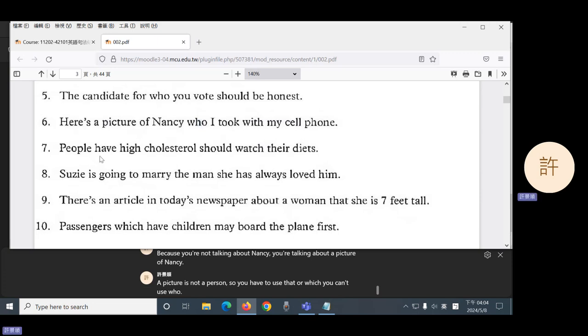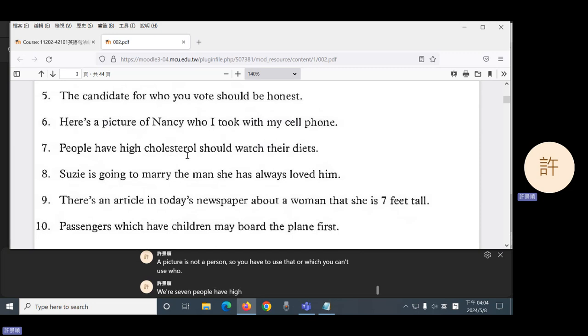Number seven, people have high cholesterol, high cholesterol. This is an important word to know. You should know this word, cholesterol. Should watch their diets, watch what you eat. So it's missing a who. People who have.